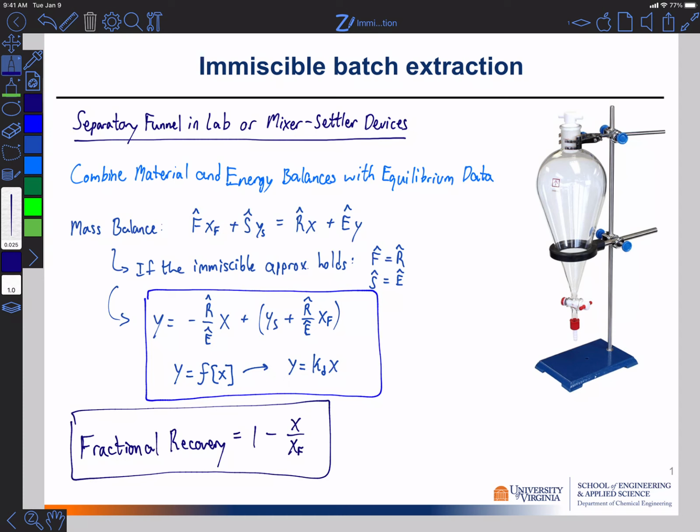So again, we're going to recognize that this immiscible assumption is something that we need to think about as to whether this type of approach is reasonable or not. But ultimately, this is how we would handle batch extraction processes similar to what we might do in an organic chemistry lab in situations where we can consider the two solvents to essentially be immiscible with one another.